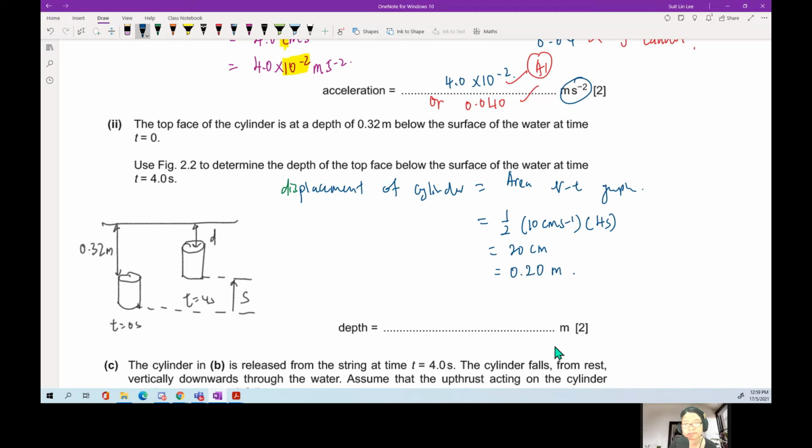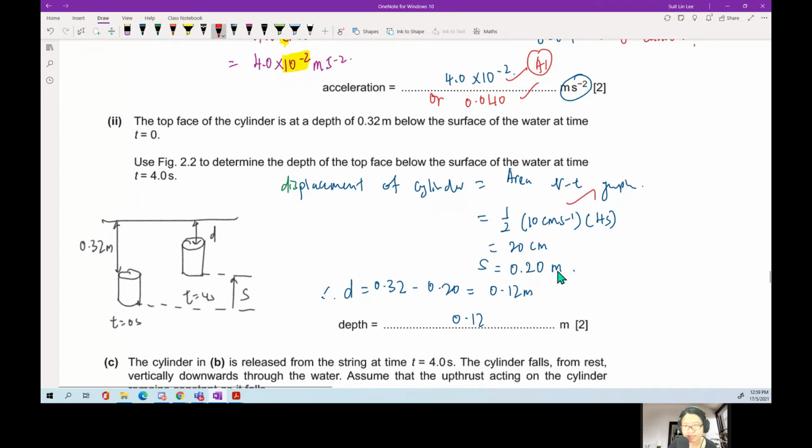0.20 meter. This is S. So hence, the depth D will be 0.32 minus 0.20, which is 0.12 meter. Okay. You can find 0.20 correctly. You get C1. You remember to minus them. Getting this answer is A1.